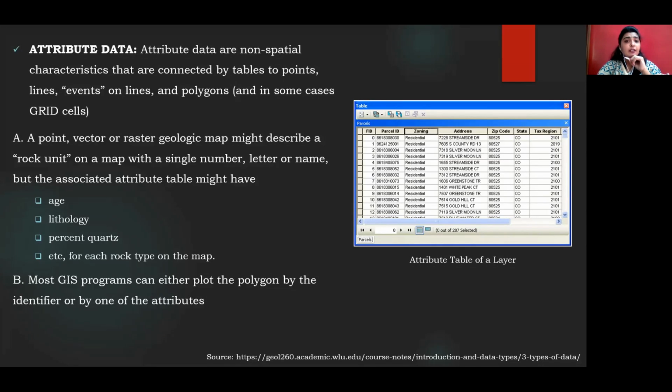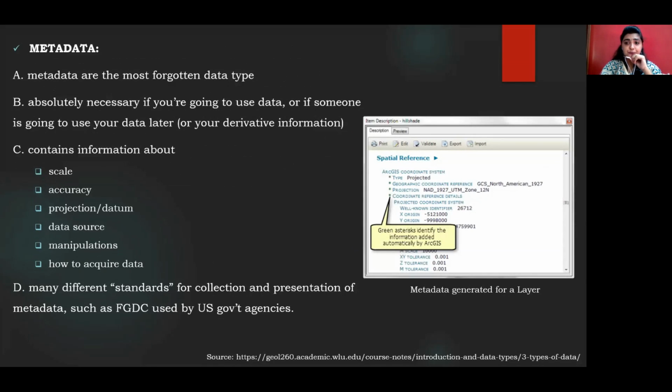A point, a vector, or a raster geologic map might describe a rock unit on a map with a single number, letter, or name. But the associated attribute table might have age, lithology, percent codes, or the rock type, etc. All that data that we have of a geologic map, which does not include my location, is termed attribute data. Most GIS programs can plot the polygon either by the identifier or by one or another attribute.